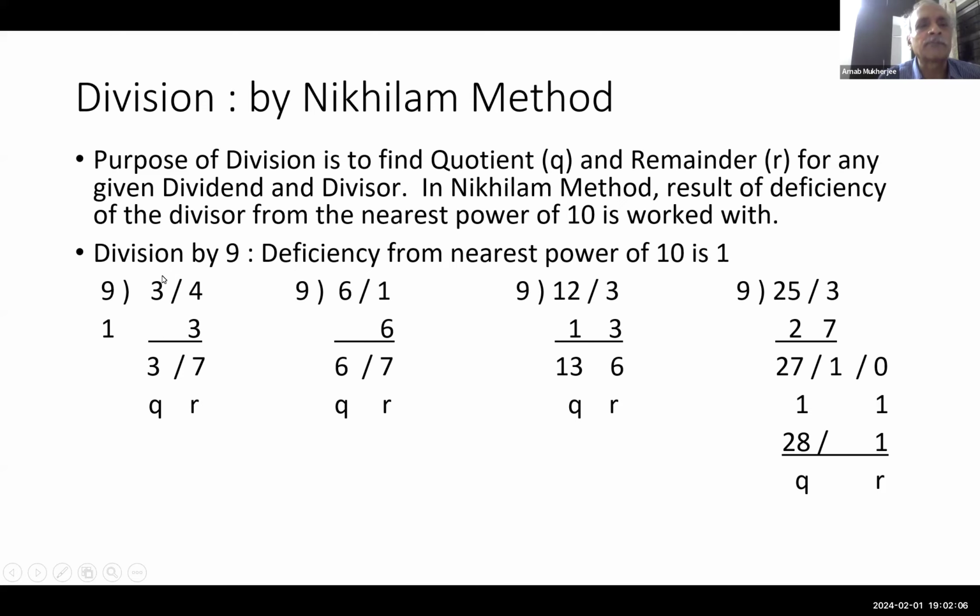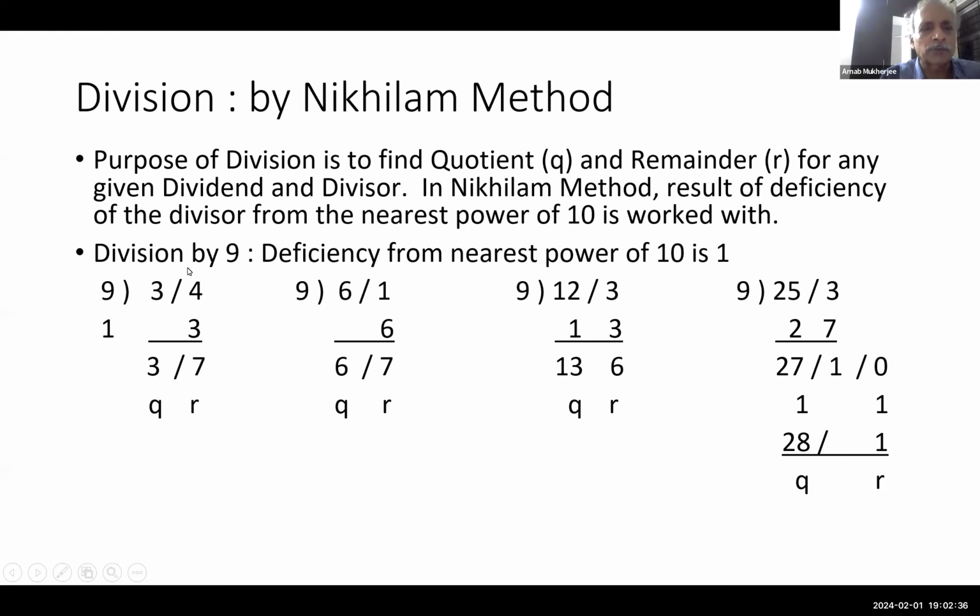This becomes my dividing line between quotient and remainder. Had I divided by 10, 3 would have been my quotient and 4 would have been my remainder. You can interpret it that way.